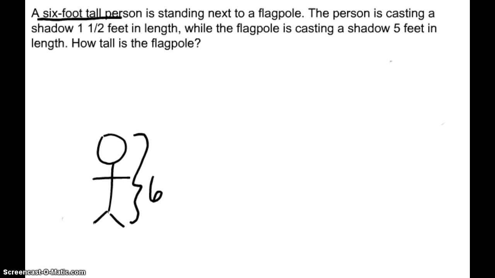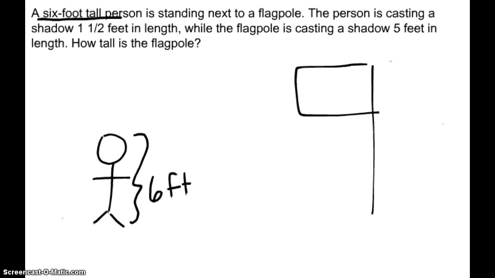A 6-foot tall person, make sure you write this down in your notebook. A 6-foot tall person is standing next to a flagpole. The person is casting a shadow 1.5 feet in length, while the flagpole is casting a shadow 5 feet in length. How tall is the flagpole? Let's draw a picture. We don't have one, so we know a 6-foot tall person. So here's our person, and that person is 6 feet tall.